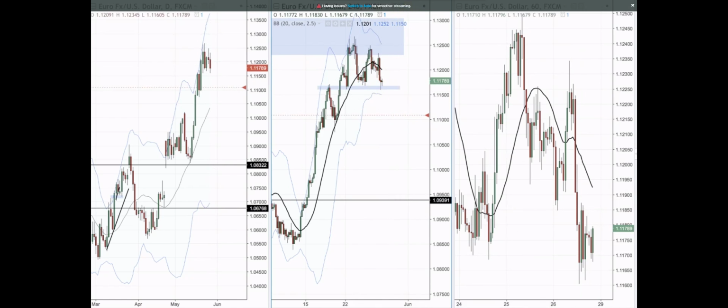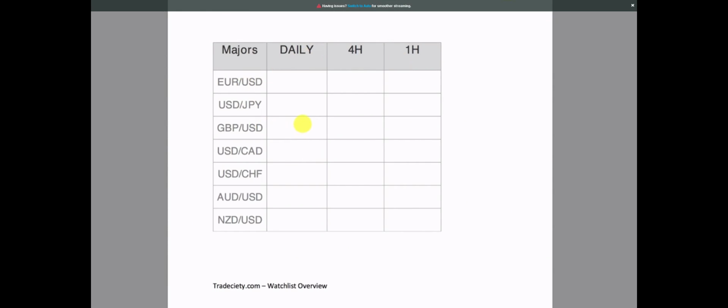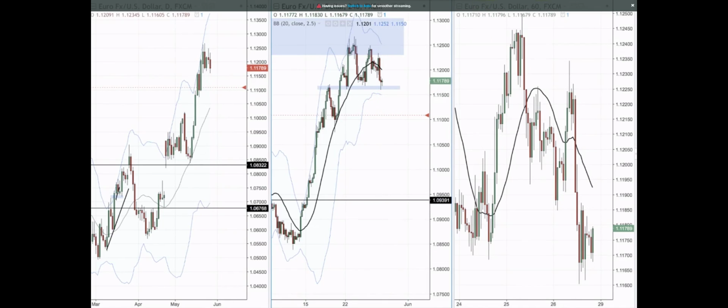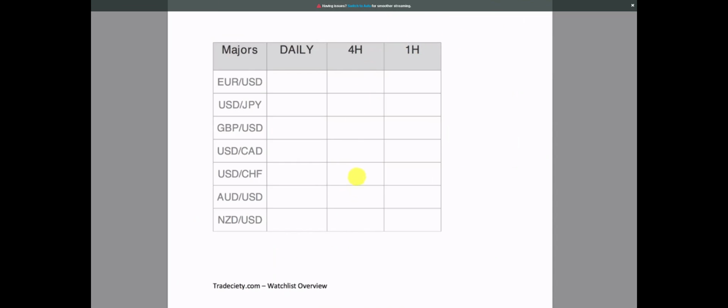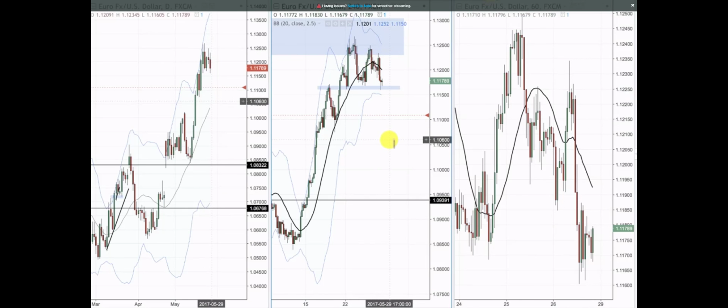So in this case, I would go to my watch list map, which I've printed out next to me. I would put an X here in the 4-hour for the Euro USD, and then I would go through all of them one by one. This is just the first filter. And usually I just need to take a look at a chart, and within 15 to 20 seconds I know pretty much exactly if this should be on the watch list, and if I have to come back to it later.